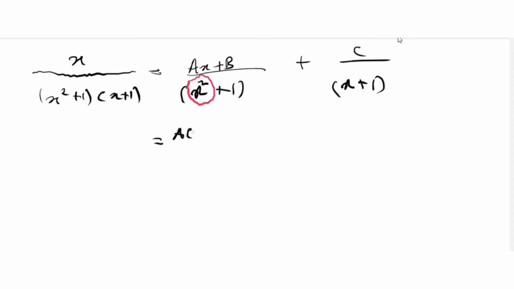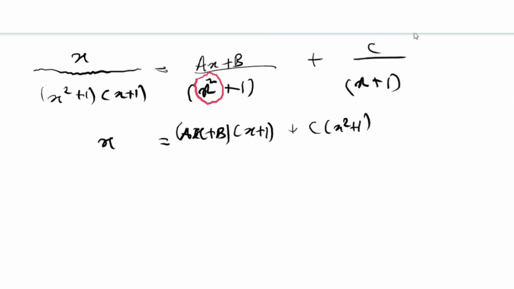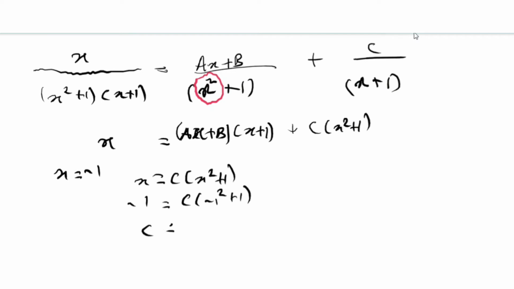We write ax plus b times x plus 1, taking x squared plus 1 as the common denominator. So we have x squared plus 1, which is equal to x. Now it's simple. Now we're going to solve this by putting x equals minus 1. So when you put x equals minus 1, what do you get? You get c times x squared plus 1, and then when you put minus 1, you get c times 1 squared plus 1, and which will leave c equals minus half.